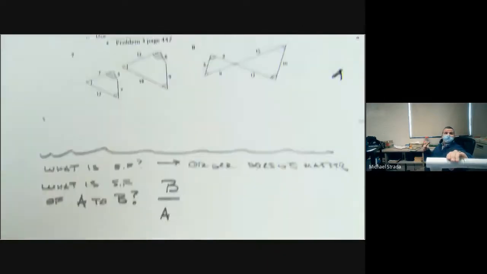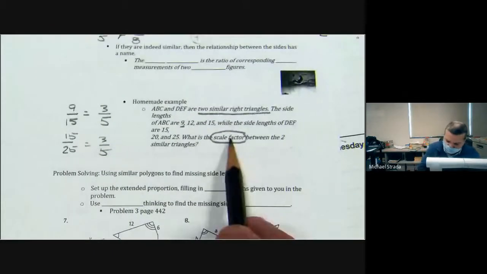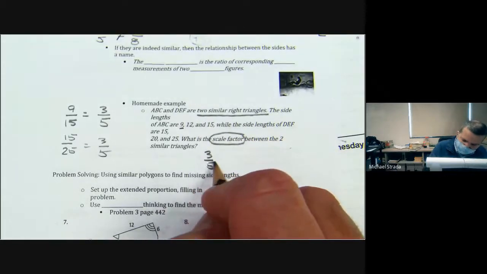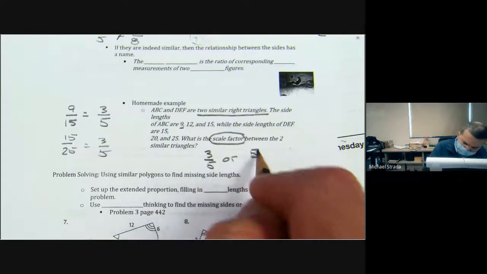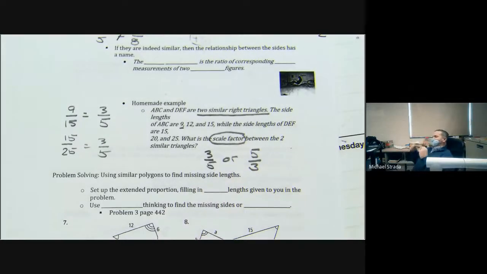So when you go back to this problem, and it says, what is the scale factor? You can either go with 3/5, or you can go with 5 over 3. Both of them would be correct. But if the problem says scale factor of A to B, then you have to worry about it.